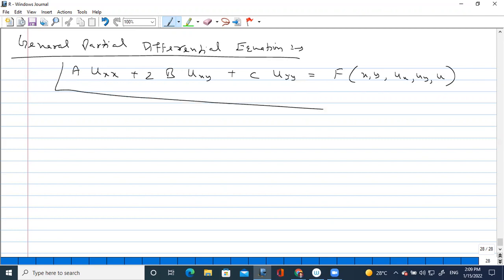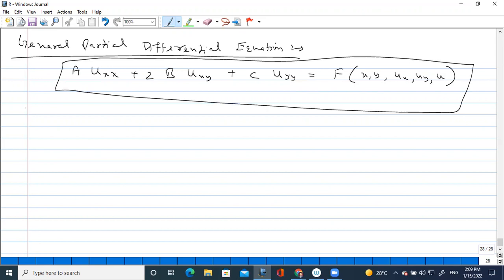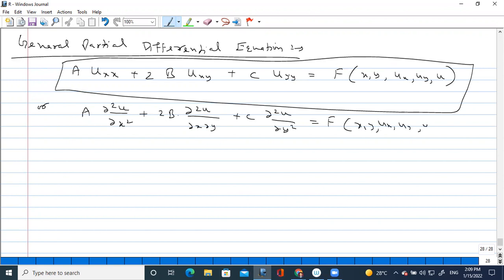If I want to see this equation in the differential form, you can write del 2u by del x square plus twice b del 2u by del x del y, plus c del 2u by del y square is equal to f of x, y, ux, uy, u. Okay, so this is the equation.